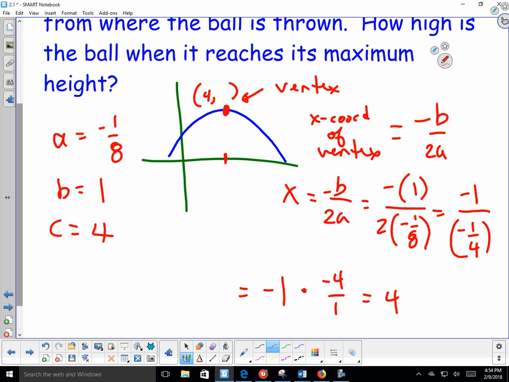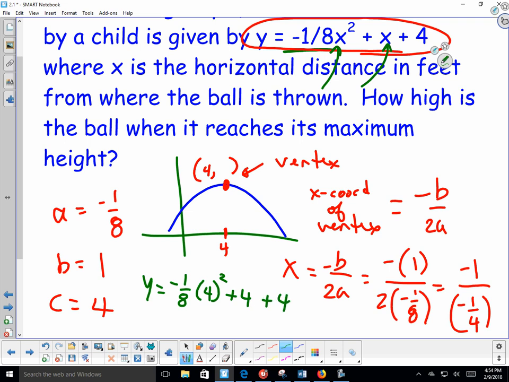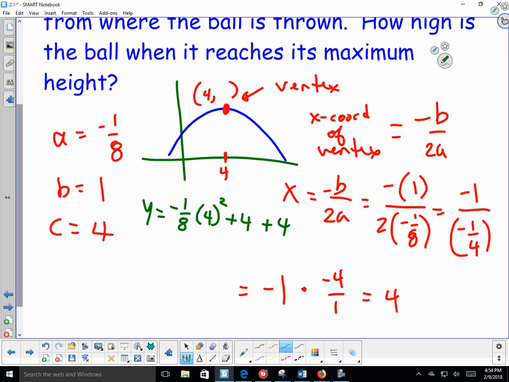So that means right here on my x-axis, we've got to go 4 units over to get to that highest point. And to find that height, we're going to plug in 4 wherever we see an x in the function. So I'm going to plug in 4 here, and I'm going to plug in 4 here. So I'm going to have y equaling -1/8 times 4 squared plus 4 plus 4.